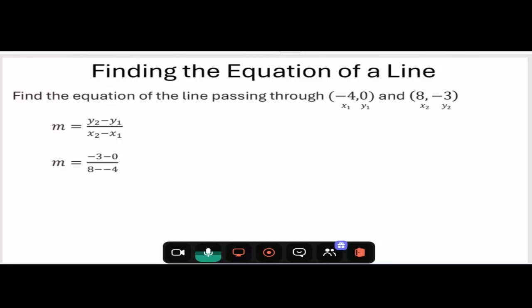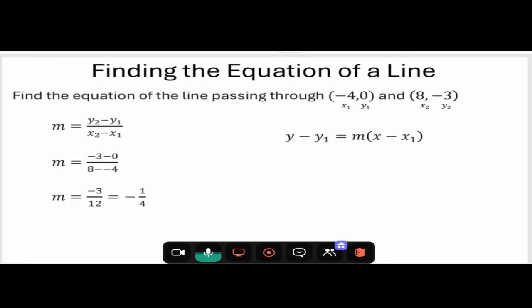Plug into the slope equation, y2 minus y1, so -3 minus 0 on the top, x2 minus x1 on the bottom, 8 minus -4. -3 minus 0 is -3. 8 plus 4, so that's 12, and that fraction reduces to -1/4. So there's our slope. Now we can use either one of those 2 points along with the slope in our slope point formula. Right there.